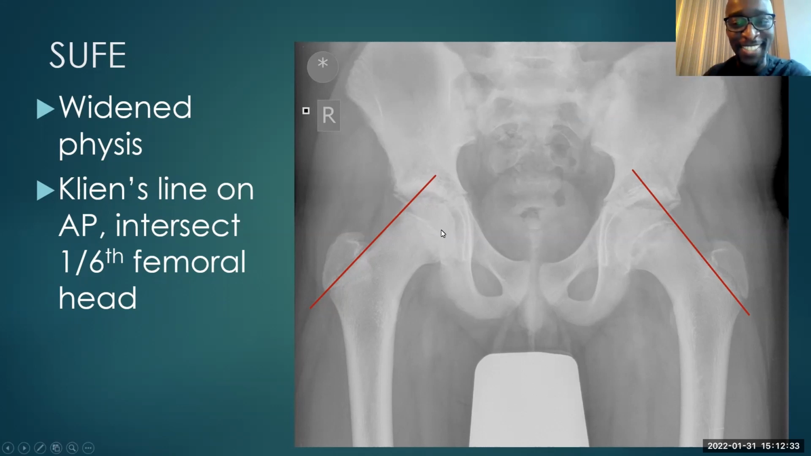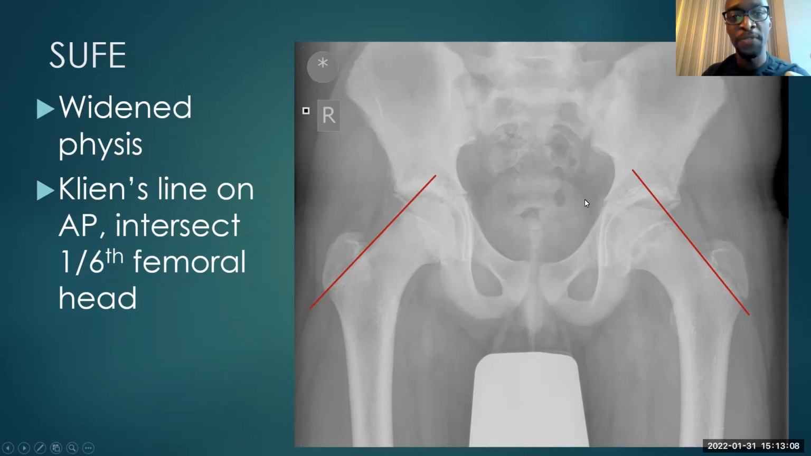Now, I know what you're thinking. It's not really that different on this film. I know. But to be fair, Klein's line is a very, very subtle finding. And I think it's something that I certainly was confused by when I first started. So I want to show it to you in its purest form. I'll be really honest. It doesn't always clinch diagnosis, but at least you'll know how to do it. So draw the line along the superior margin of the femoral neck. If it's normal, you want the line to intersect a sixth of the femoral head.